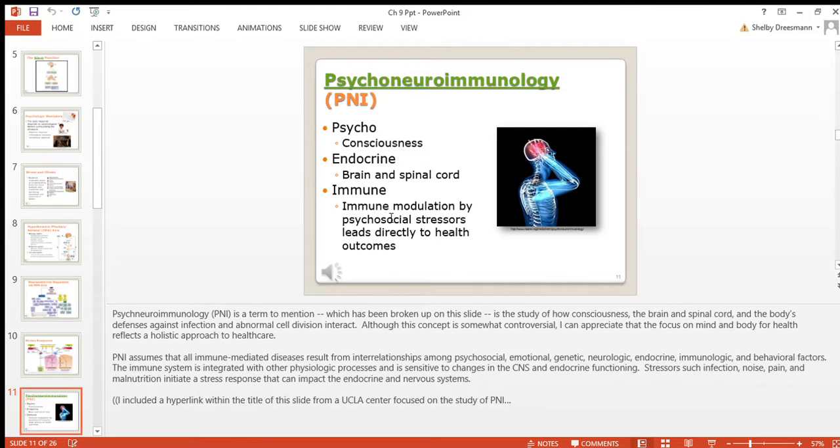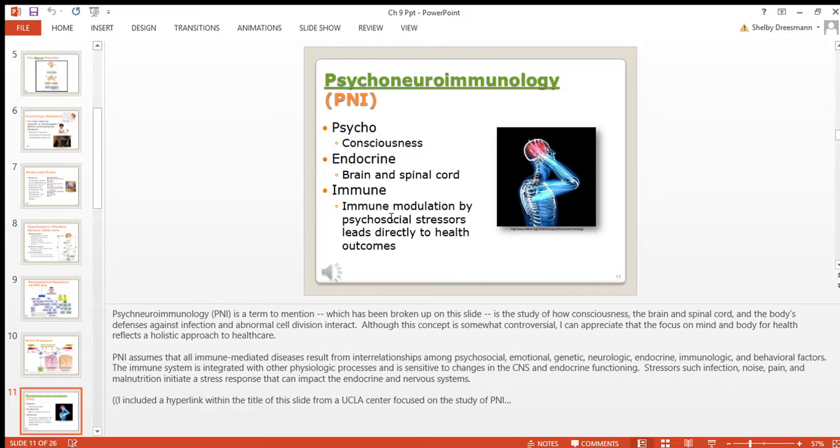Stressors such as infection, noise, pain, and malnutrition initiate a stress response that can cause an impact on the endocrine system. So basically what I'm getting from this is if you're stressed in school and you're overly stressed, it can impact not only your endocrine system, but obviously your nervous system and your immune system.